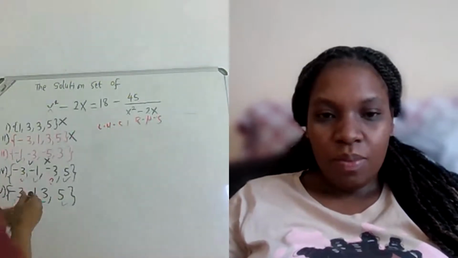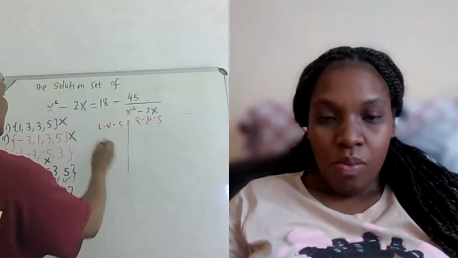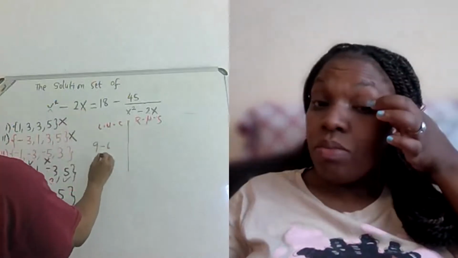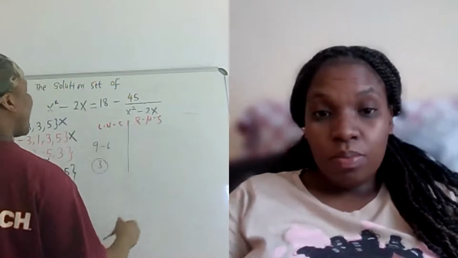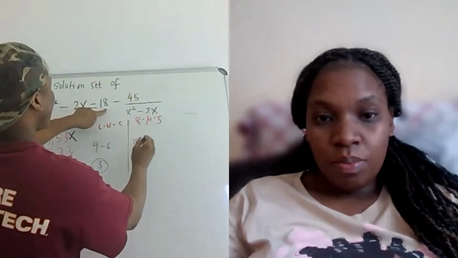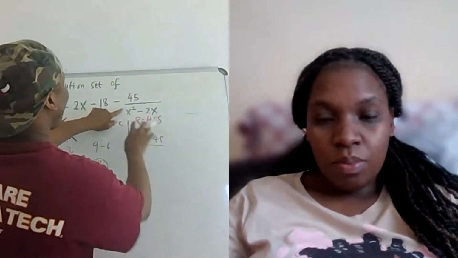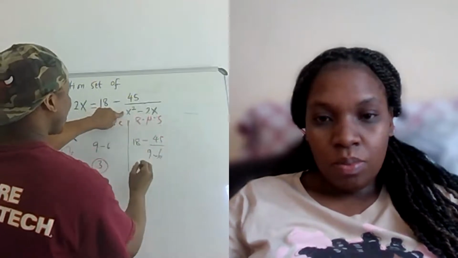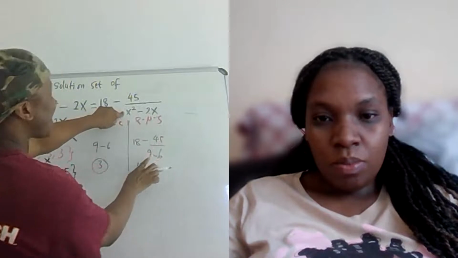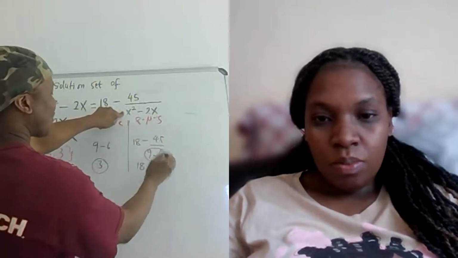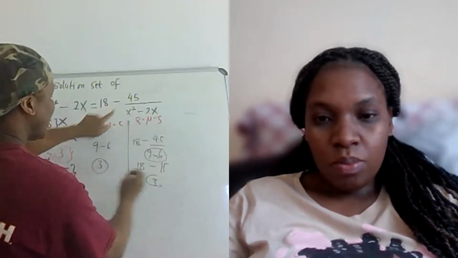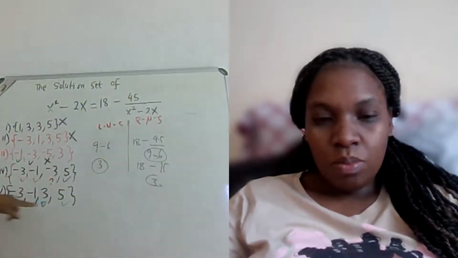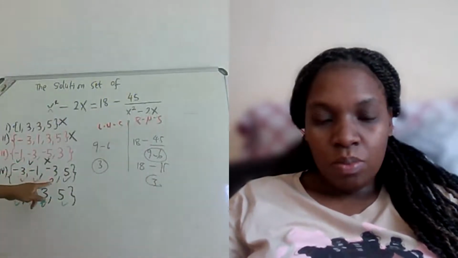So if you go for 3, it's going to be 3 squared equal to 9, left hand side. 9 minus 2 times 3 equals 6, equal to 3. Now let's go to the right hand side. 18 minus 45 over 3 squared 9 minus 2 times 3 equals 6. So this is going to give us 18 minus 45 divided by 3, which gives us 3. 45 divided by 15 equals 3. So 3 equals 3, yes, is true. So even 3 also is true. Everything is true, but there is repetition.